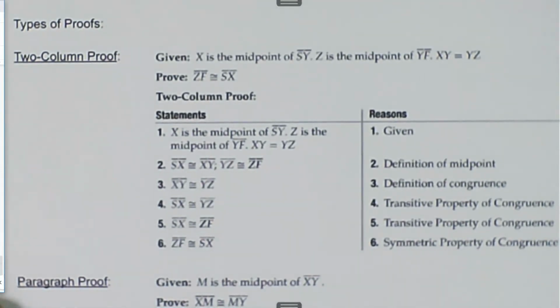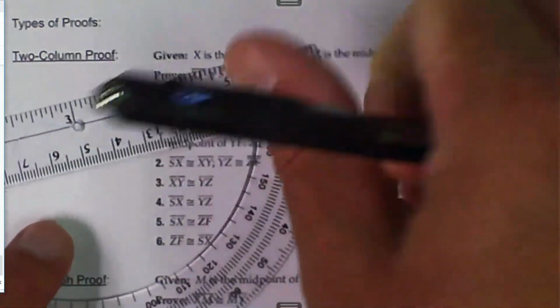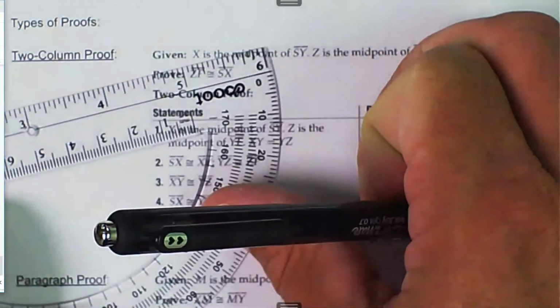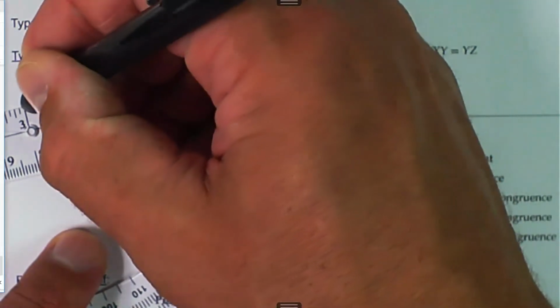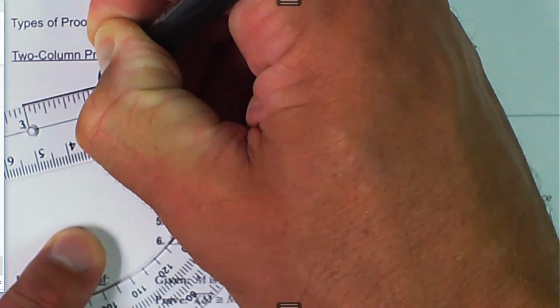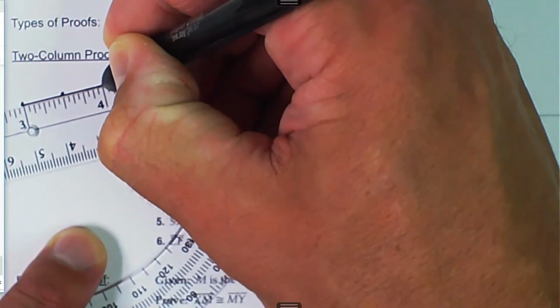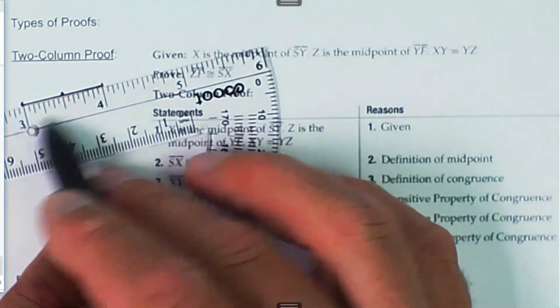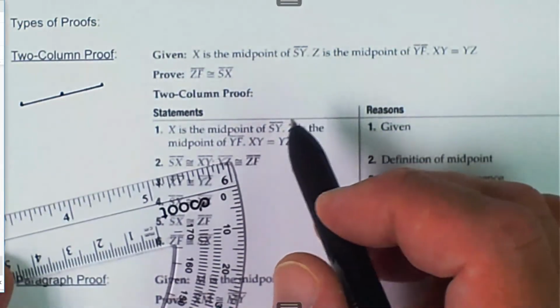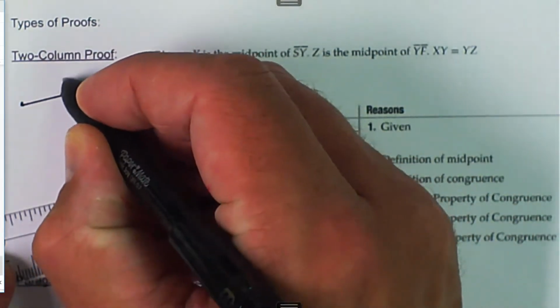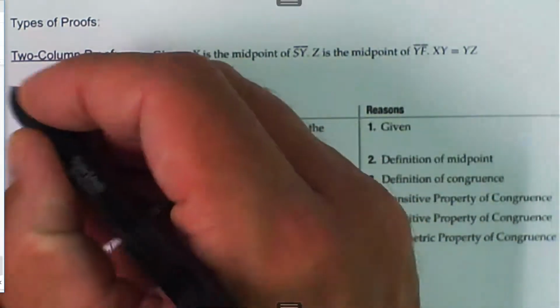And here we go. So given X is the midpoint of line segment SY. So I'm going to go ahead and draw that to begin with. It doesn't have to be exact, but it helps to draw and measure what is happening there. So it's the midpoint. I measured 1/2 inch and put the dot for X. So that is right in the middle. And then we have SY.